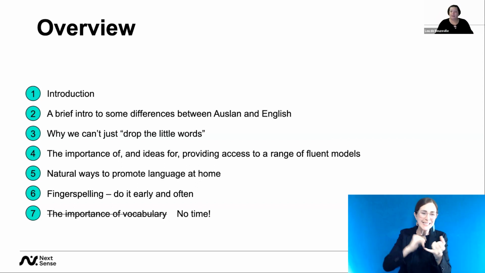I want to talk about the importance of and ideas for providing access to a range of fluent models, natural ways you can promote language at home, and a little plug for fingerspelling lots with your kids at the end.